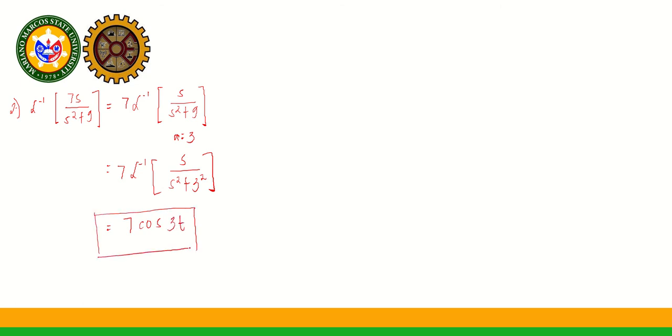looks like the Laplace transform of cosine at at a equal to 3 since 9 to, 'di ba? So at a equal to 3, this will be equal to 7, the inverse Laplace of s over s squared plus 3 squared. So the inverse Laplace of 7s over s squared plus 9 would be 7 cosine 3t. So this is the answer for example number 2. Okay, so madali lang siya.